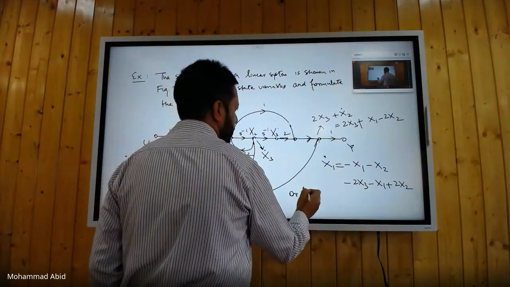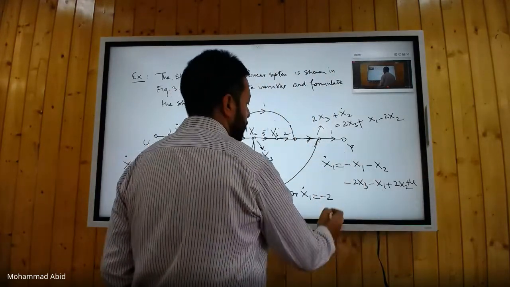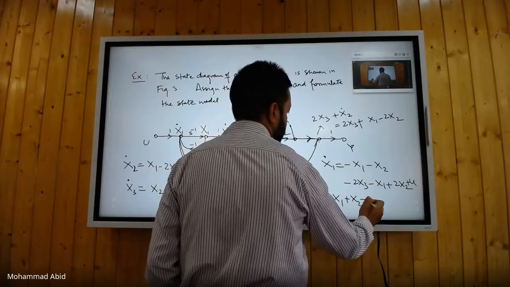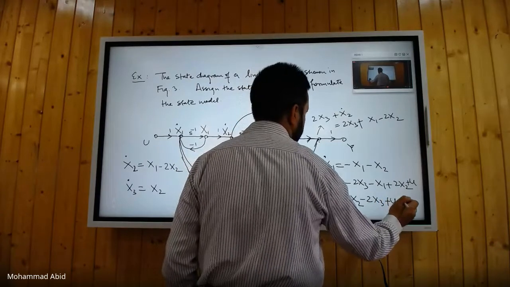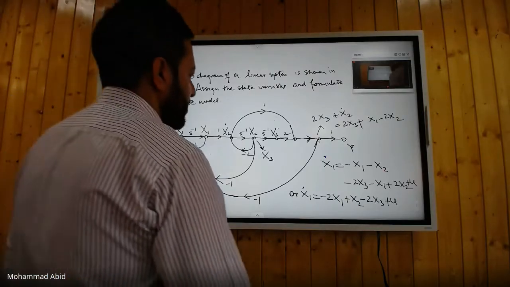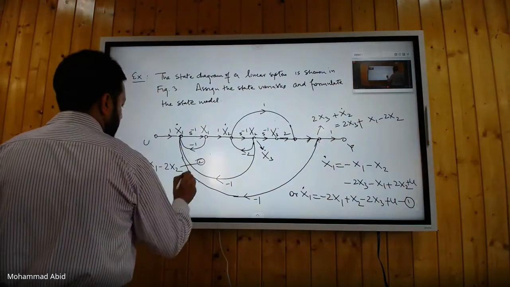So we can write x1 dot is equal to minus 2x1 plus x2 minus 2x3 plus u. Sir, u will also come. Plus u. Now tell me, is it okay? Could you understand this? Yes, sir. So these become my three equations. This is my equation number 1, this is my equation number 2, and this is my equation number 3.